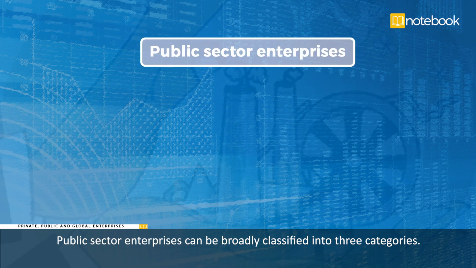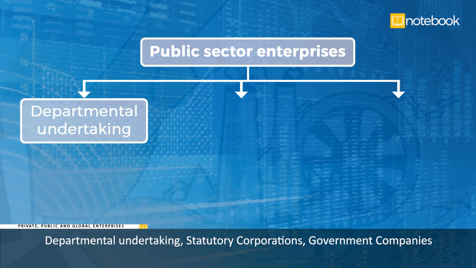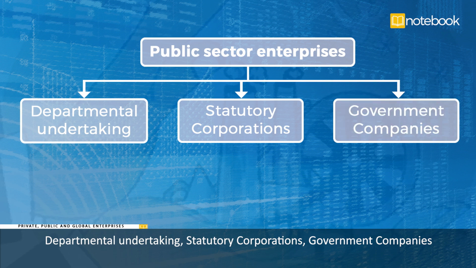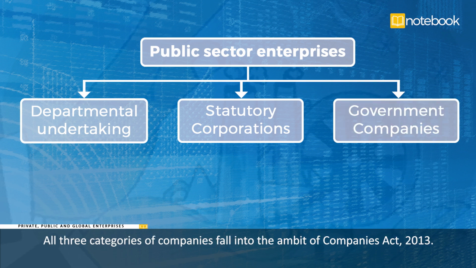Public sector enterprises can be broadly classified into three categories: departmental undertakings, statutory corporations, and government companies. All three categories of companies fall into the ambit of the Companies Act 2013.